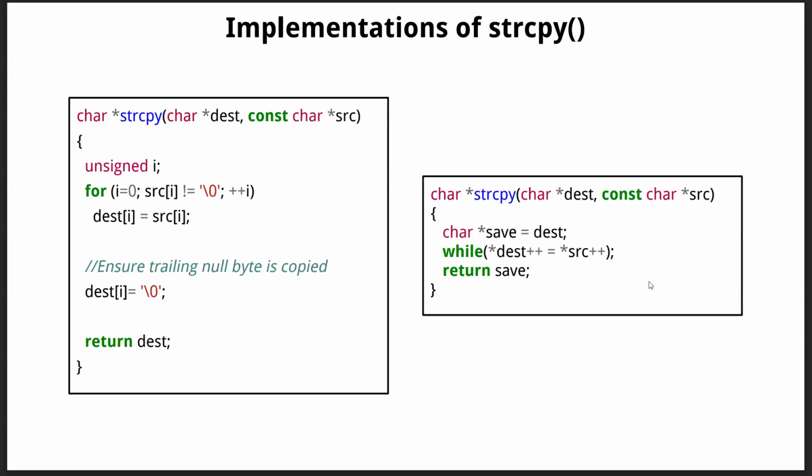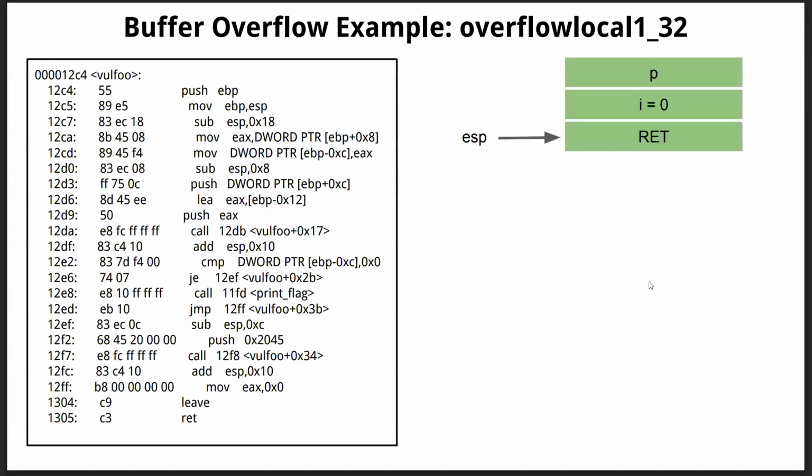So there are many different implementations of that. You can implement it like this, or you can implement it in just 3 lines of C code. Then let's take a look at the binary. This is the disassembly of waffle, and to see exactly how this attack can happen.